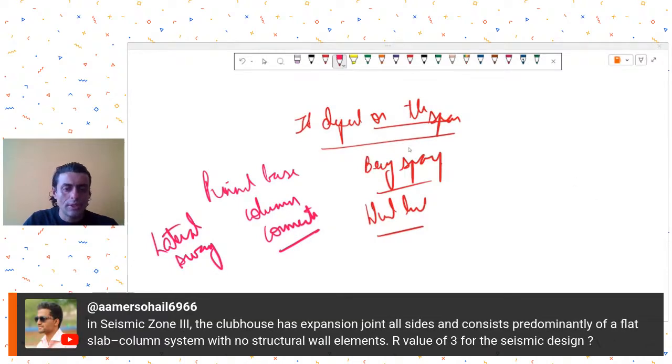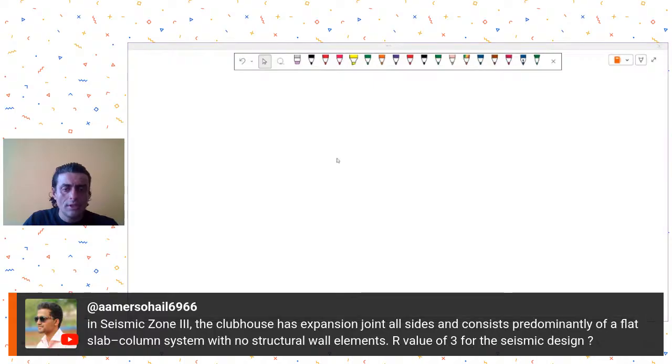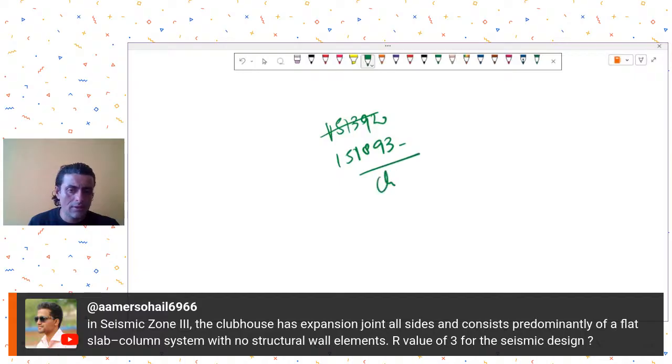Engineer Amir Sohel asks: in seismic zone 3, the clubhouse has expansion joints on all sides and consists predominantly of a flat slab column system with no structural wall elements. What about an R value of 3 for the seismic design? Check what is given in IS 13920. No, not 13920, I think IS 1893 gives you the R values. Go to IS 1893 and check the R value for your system.